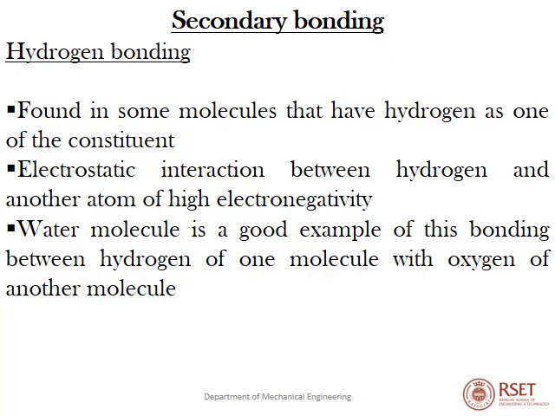Then another type of bonding is hydrogen bonding. This type of bonding is found in molecules that have hydrogen as one of the constituents. It is an electrostatic interaction between hydrogen and another atom of high electronegativity. You can see H2O, the water molecule, is a good example of this type of bonding, that is between hydrogen of one molecule with oxygen of another molecule.